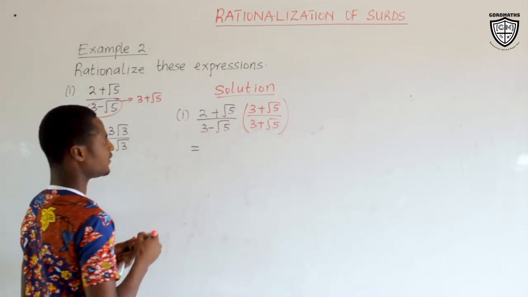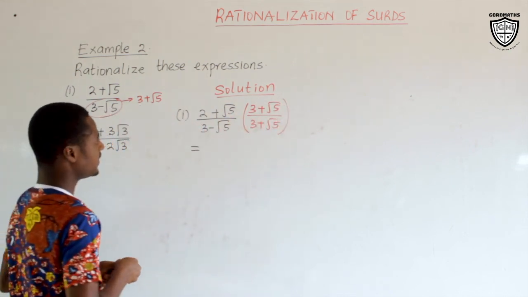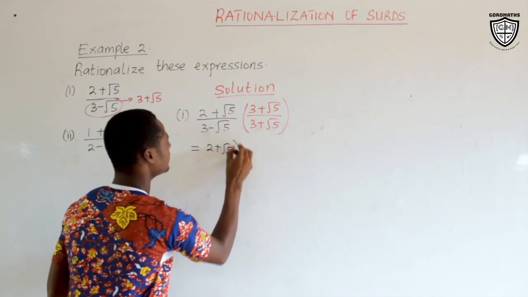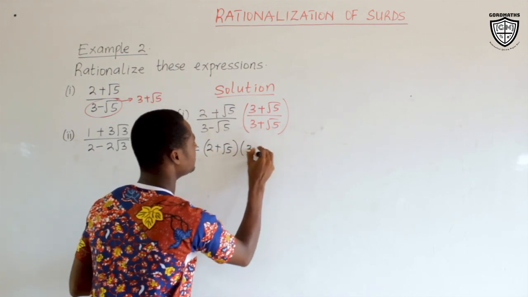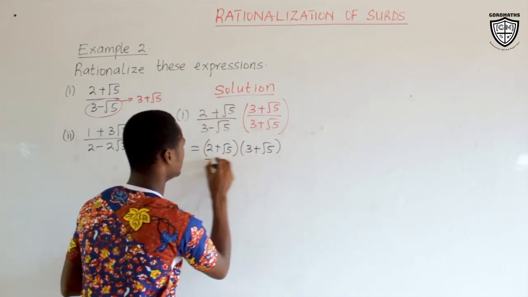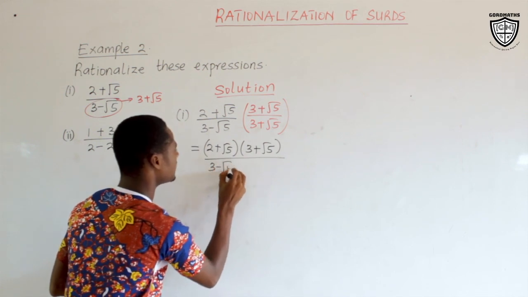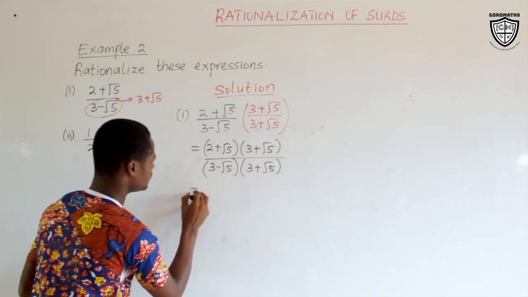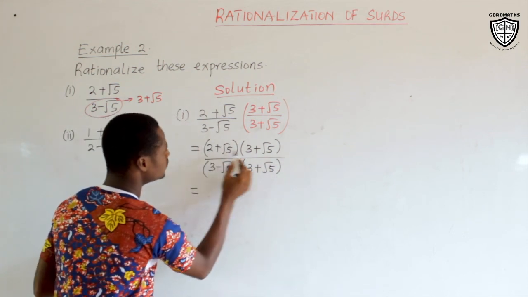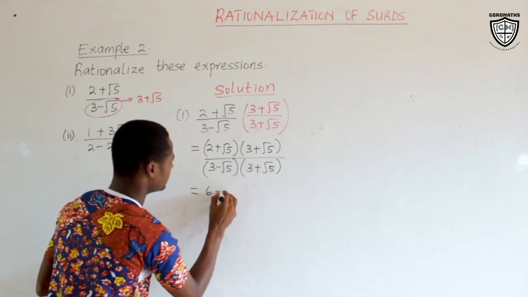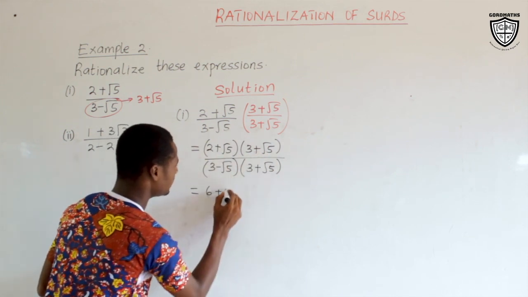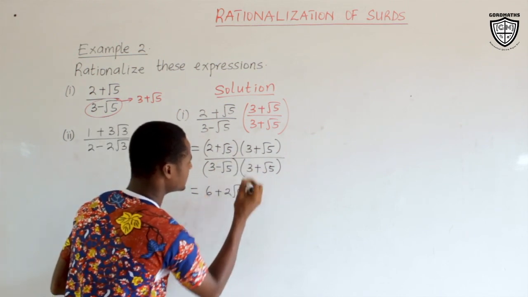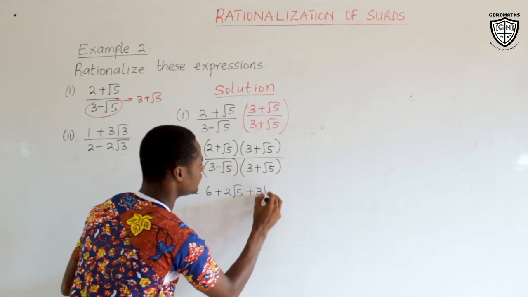This will give us an equivalent fraction. Then let's do the expansion. 2 plus root 5 will multiply 3 plus root 5. And then 3 minus root 5 will also multiply 3 plus root 5. Let's do the expansion here. 2 times 3 gives 6, plus 2 times root 5 will give us 2 root 5. Then root 5 times 3 will give us 3 root 5.